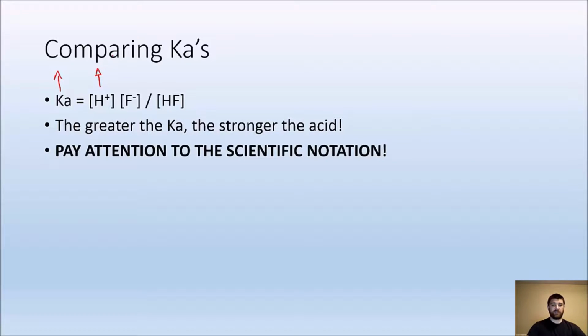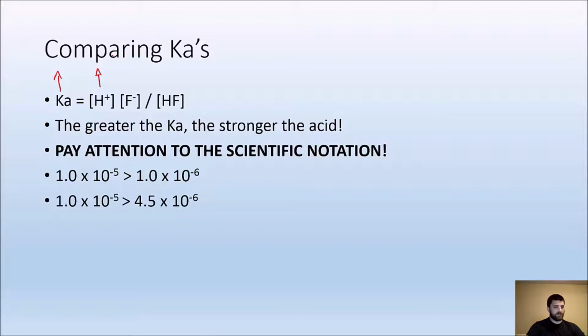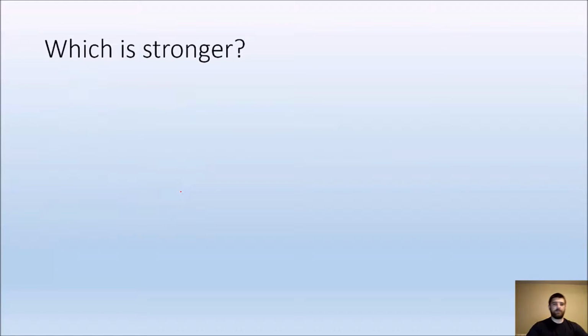I want you to pay attention to the scientific notation. Pay close attention to that. 1.0 times 10 to the minus 5 is a bigger number than 1.0 times 10 to the minus 6, right? 1.0 times 10 to the minus 5 is a bigger number than 4.5 times 10 to the minus 6. Don't let this part confuse you, all right? First, always look at the exponents. How do they compare? All right, 10 to the minus 5, bigger number than 10 to the minus 6. So look at the 10 to the first.